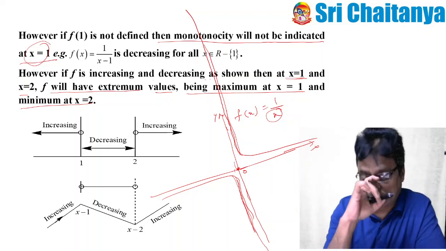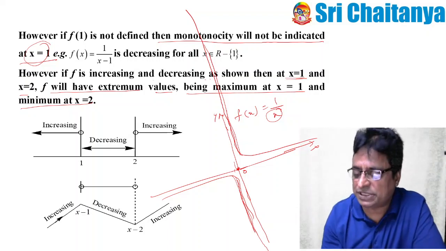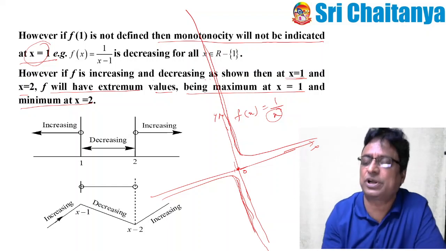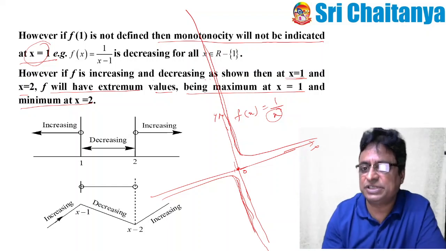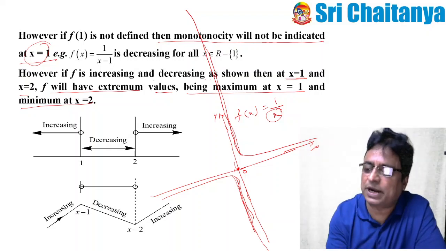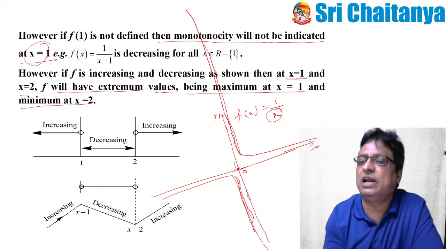So, my friends, what I am saying is, if we are discussing monotonicity at a particular point, your function should be defined at that particular point. Suppose your function is not defined at that particular point, you have no right to talk about monotonicity. Your function is not monotonic, what will happen? Definitely at that particular point, sometimes the maximum value or sometimes the minimum value may occur.